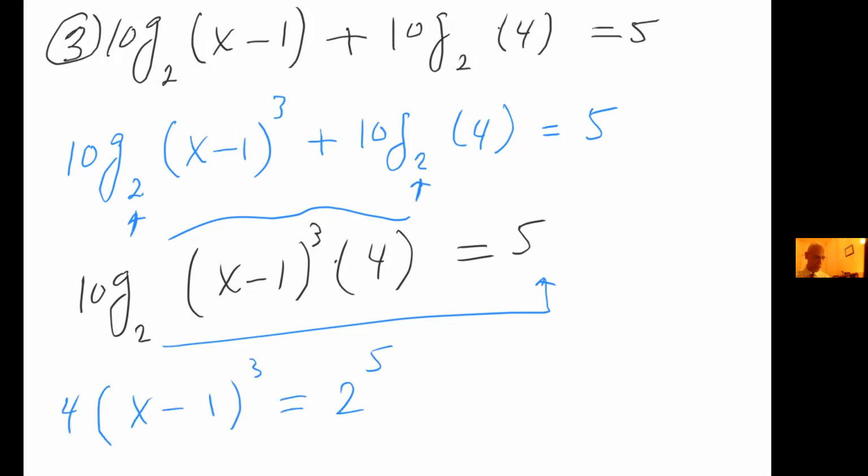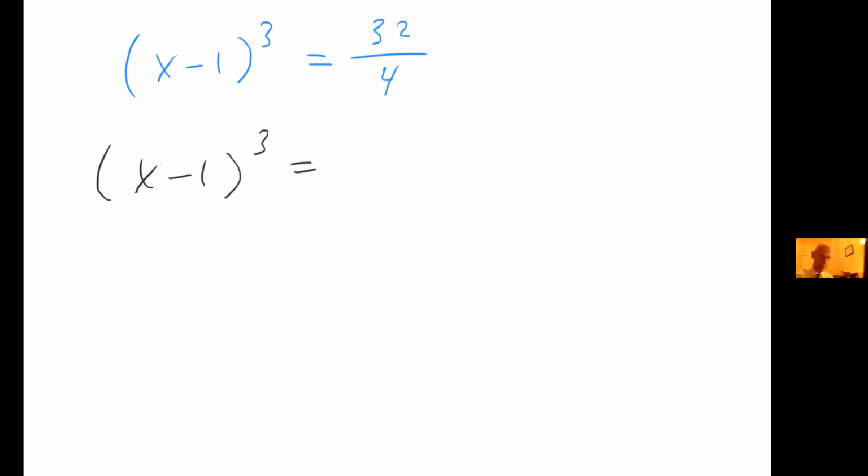So notice that what I can do here, I can divide both sides of this equation by 4. So if I do that, let me go to the next page, I get (x - 1) cubed equals 2 to the 5th was 32, dividing both sides by 4. Okay. And now I know 32 divided by 4 is 8. So (x - 1) cubed equals 8.